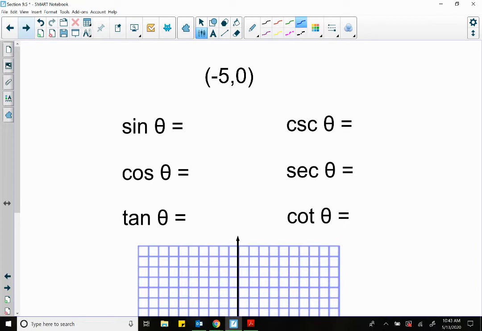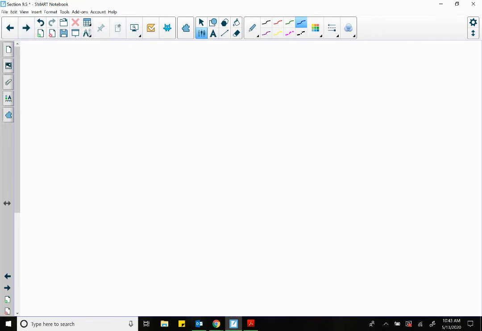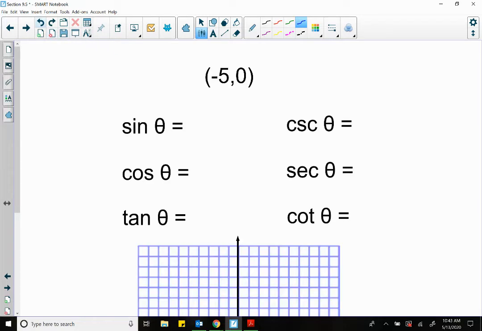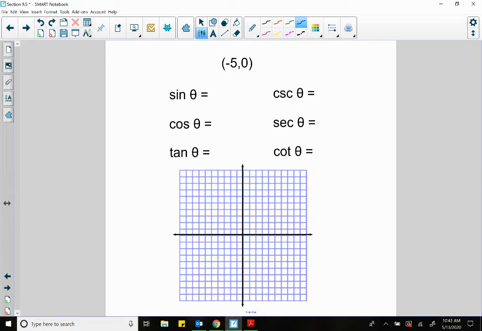So go ahead, try this one. You know all this information. You know how to do this. What I meant to do was give you the entire page. And pause the video and go.